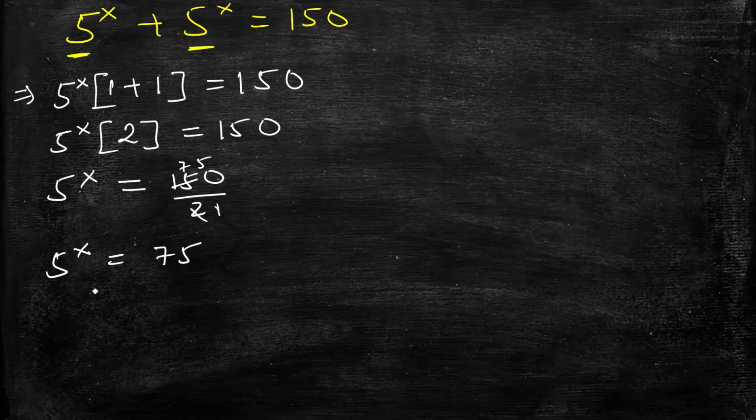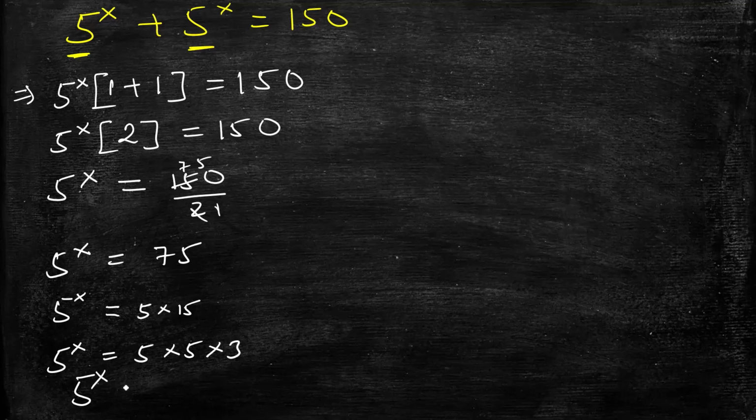Now let's adjust the right hand side. Let's break this down. So 75 is the same as 5 times 15. And we can also say 15 is the same as 5 times 3. So this one can be written as 5 squared times 3.